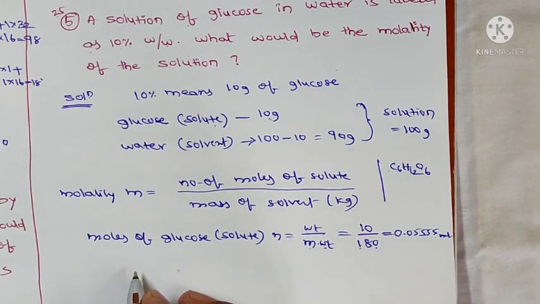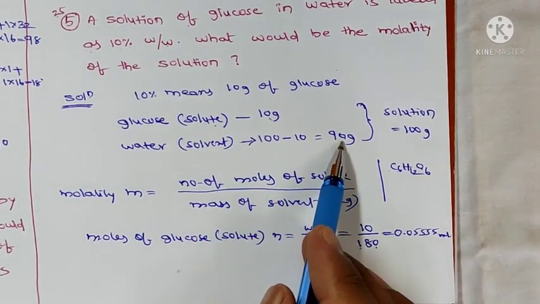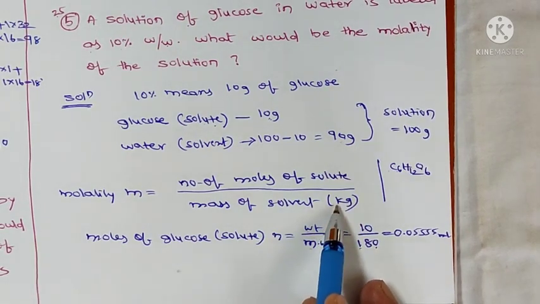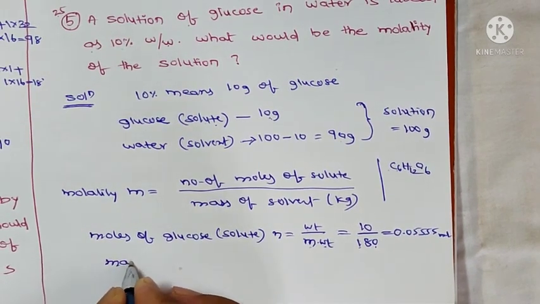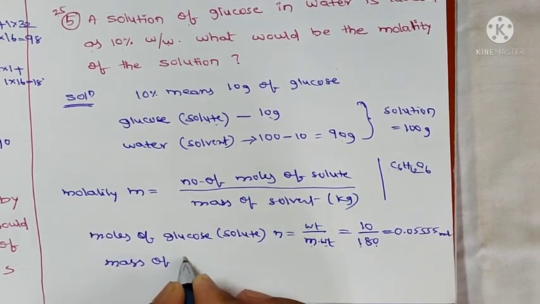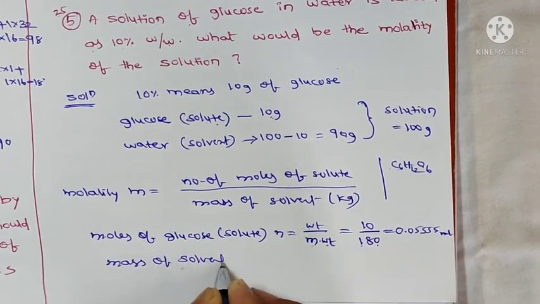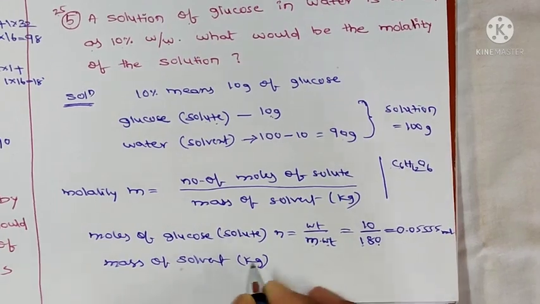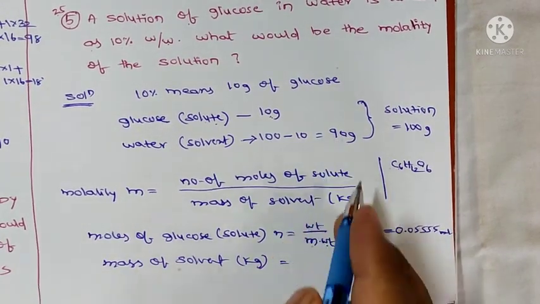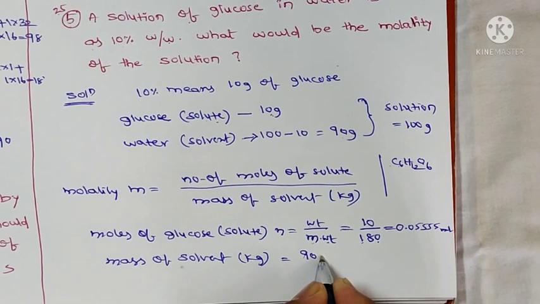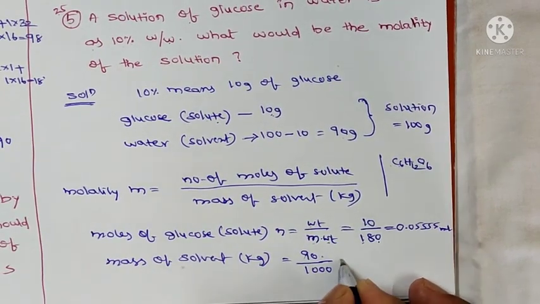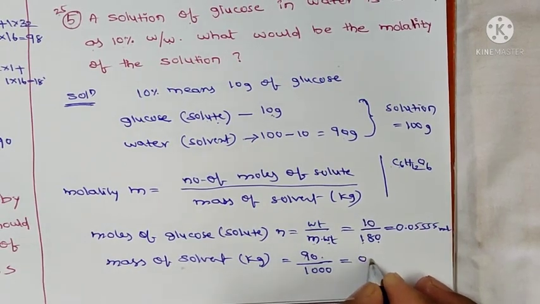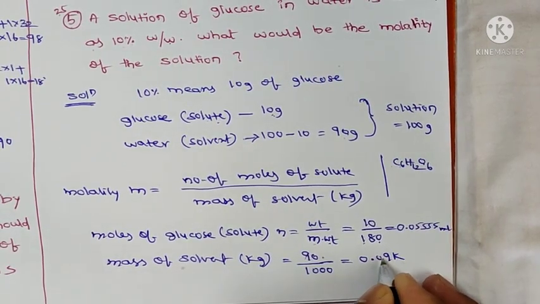Now the mass of solvent. Here the solvent is 90 grams, but we have to take it in kg. So mass of solvent in kg is equal to 90 grams divided by 1000. Then we will get 0.09 kg.